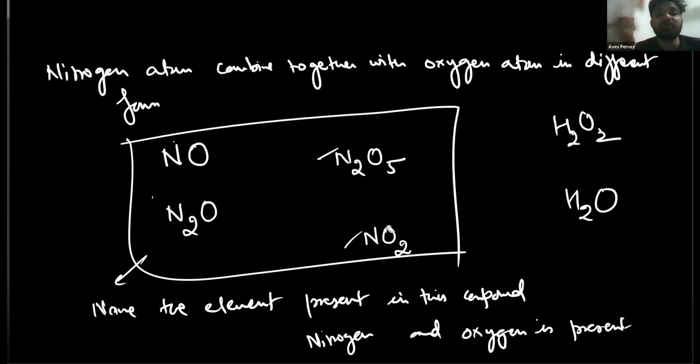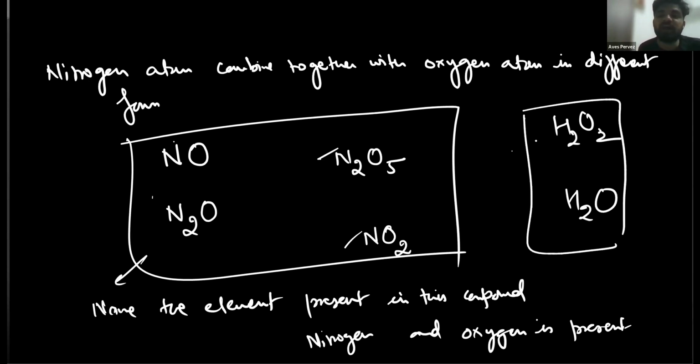So if I ask you about the number of atoms, your answer will change. But if I ask what the elements present in this compound are, you will write nitrogen and oxygen. And here, in these compounds, the elements are hydrogen and oxygen. So elements can combine together in different ratios: here nitrogen and oxygen in a 1:1 ratio, 2:1 ratio, 2:5 ratio, 1:2 ratio. But if I ask what the elements present are, only nitrogen and oxygen will be there, because no other element, like carbon or hydrogen, is present. Got my point?